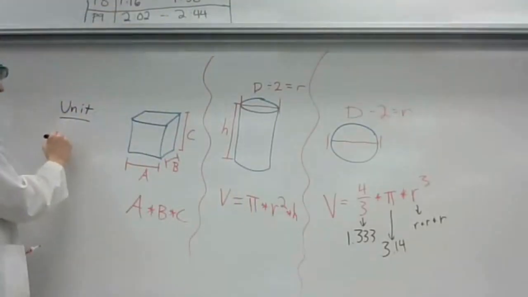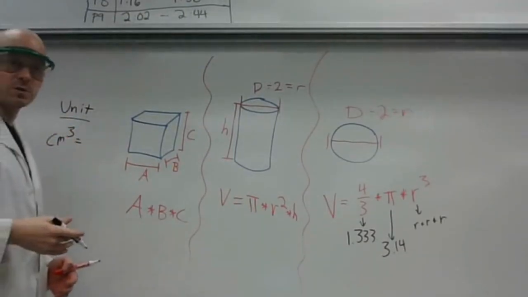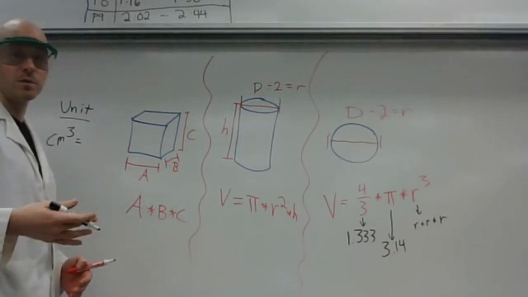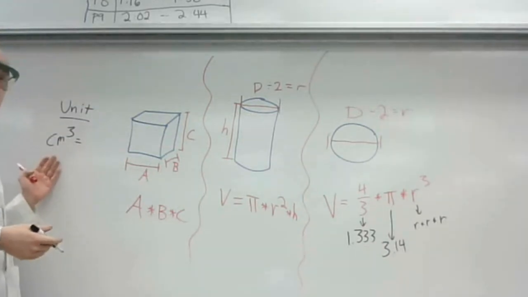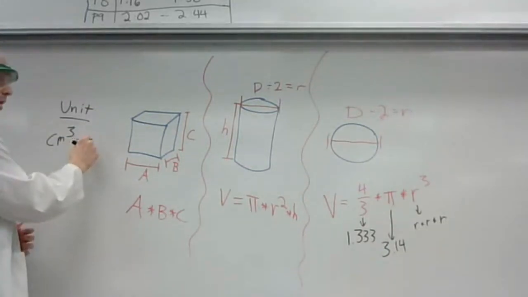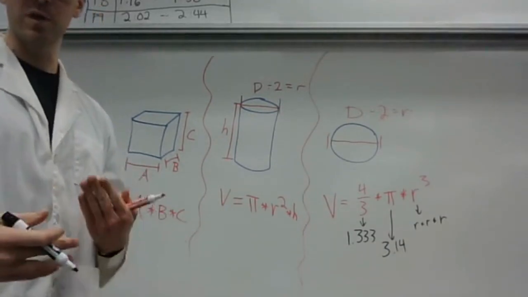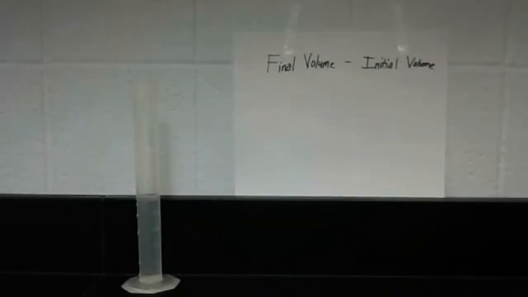as centimeters cubed. Now, we know from our classes before that centimeters cubed is equal to 1 milliliter. So when it comes to volume, if we calculate in centimeters cubed, we can alternately call that milliliters. So that's really the first method for calculating volume.